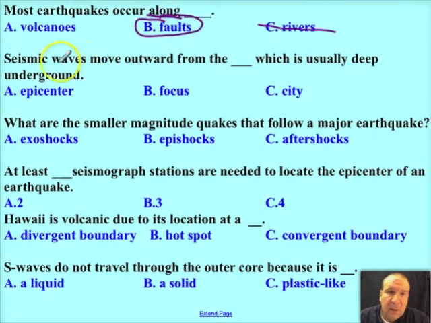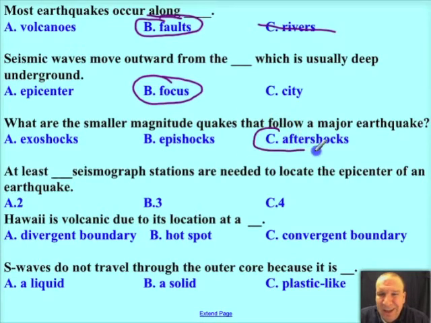It's faults. Seismic waves move outward from the blank, which is usually deep underground. That is your focus. Remember, the focus is where the earthquake happens. Directly above it is the epicenter. What are the smaller magnitude quakes that follow a major earthquake? Aftershocks. And one of the things I will need to explain just a little bit, sometimes aftershocks are larger than the original. And that's sometimes a little hard to understand, because maybe the other ones were foreshocks that happened pre-major earthquake. But some aftershocks are as large, maybe even larger than the original earthquake.